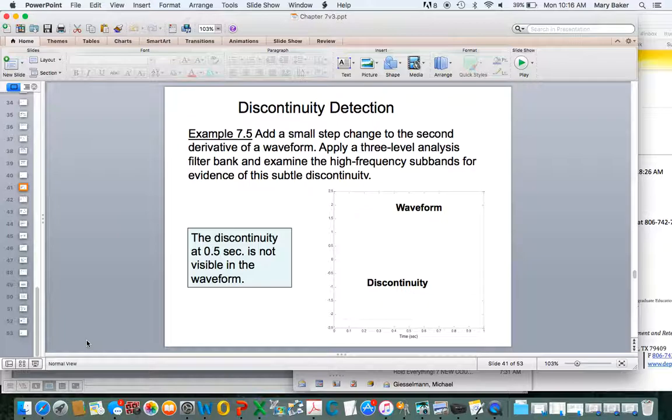So that concludes what the textbook author provides in terms of wavelet analysis and wavelet decomposition.